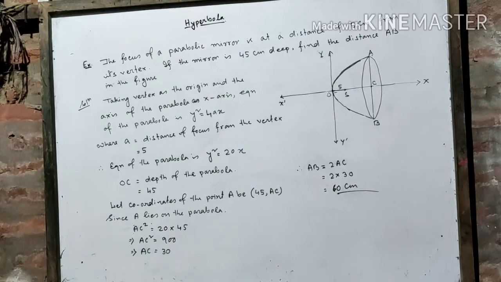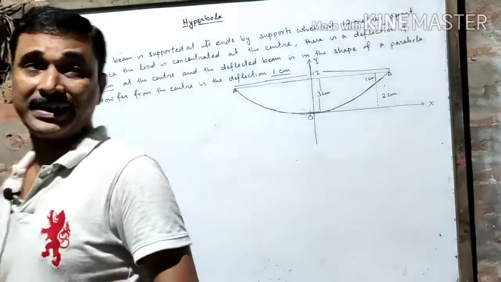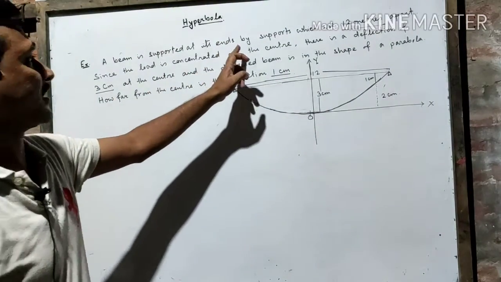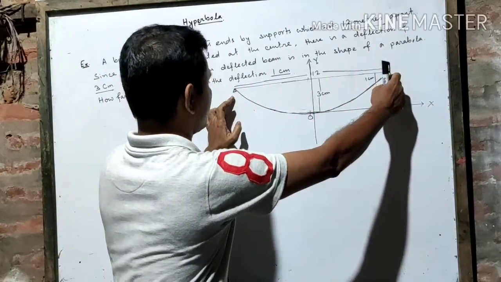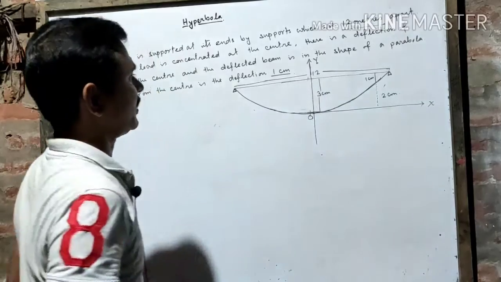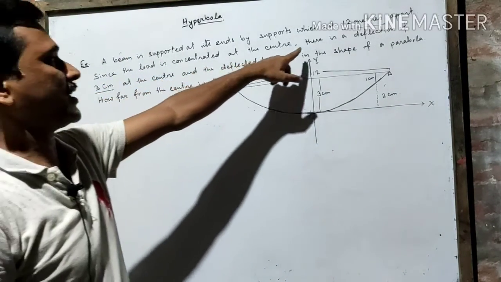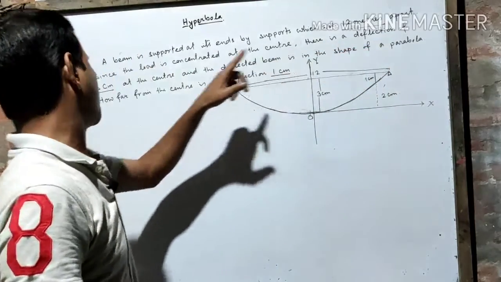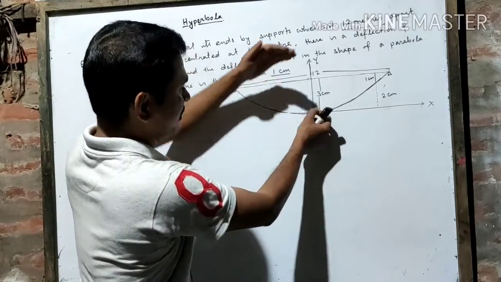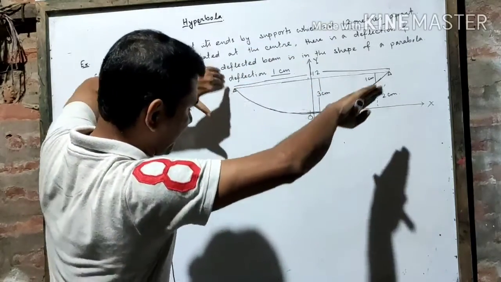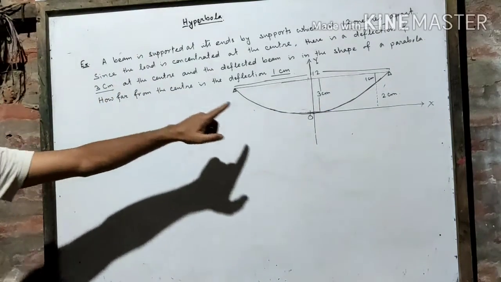So you note it down. Okay, so this is the next question. A beam is supported at its ends by supports. Since the load is concentrated at the center, there is a deflection of 3 centimeter. The load is here, concentrated here, so the beam gets deflected, and the deflection is given to be 3 centimeter at the center.